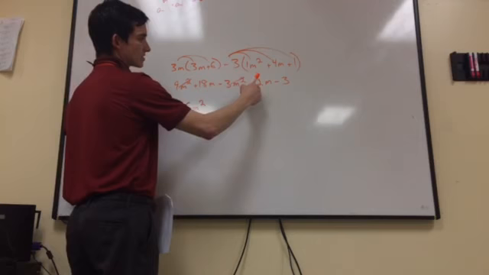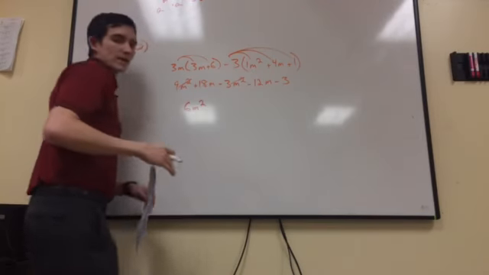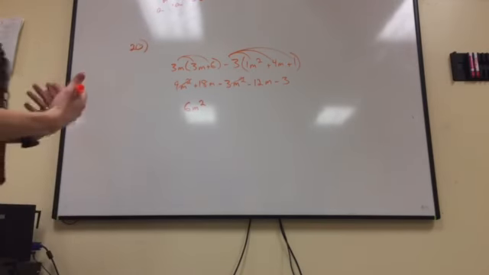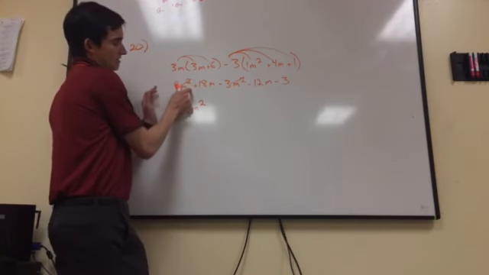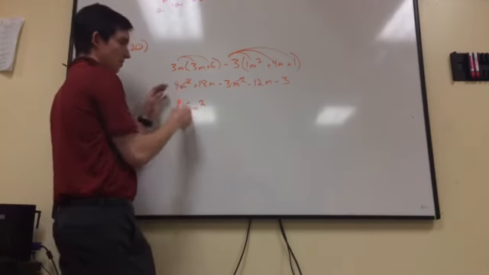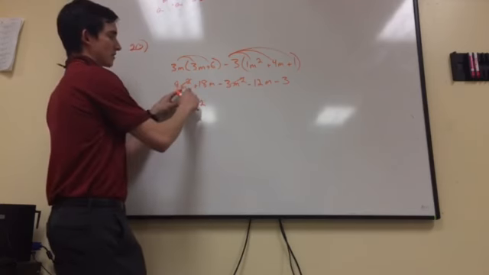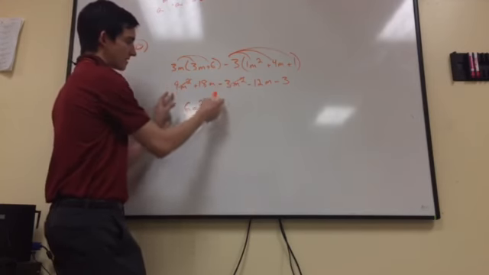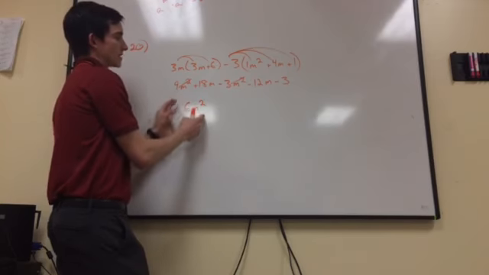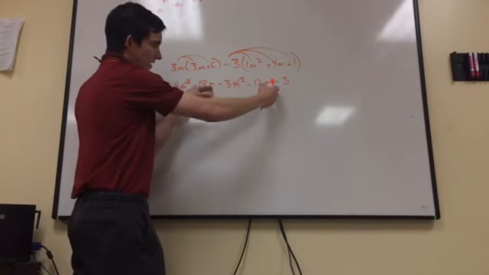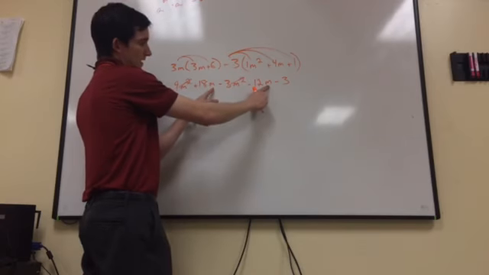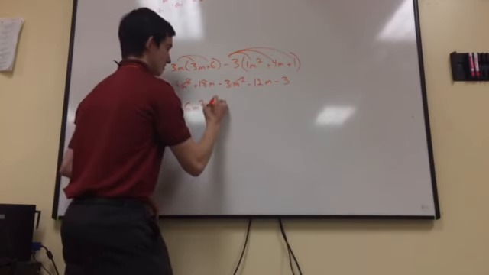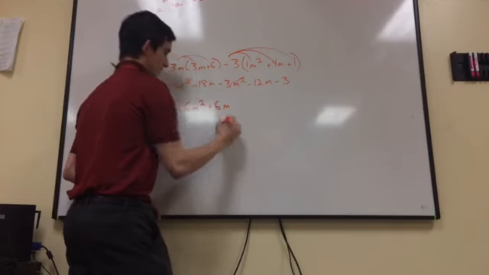18m minus 12m. So notice, again, what makes something a like term, I talked about this, is that it has the exact same variable expression portion. So m squared and m squared, I can combine these two. So 9 minus 3. Or m and m, I can combine these two because of the exact same variable portion. M and m. Okay, so 18 minus 12 is 6 m's.